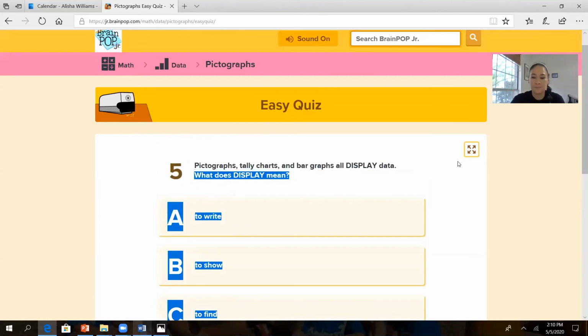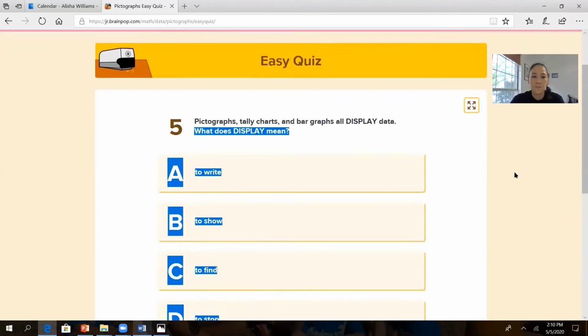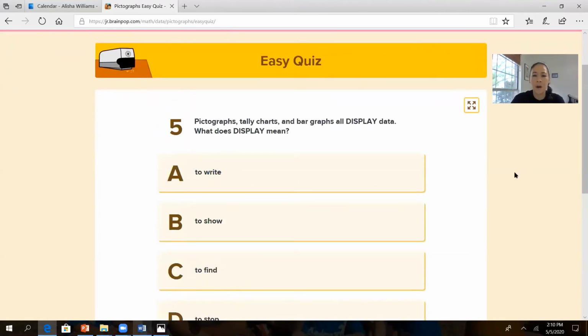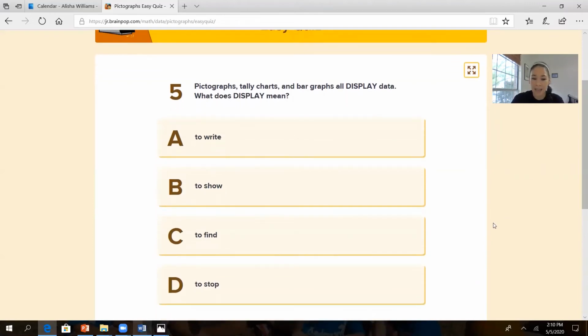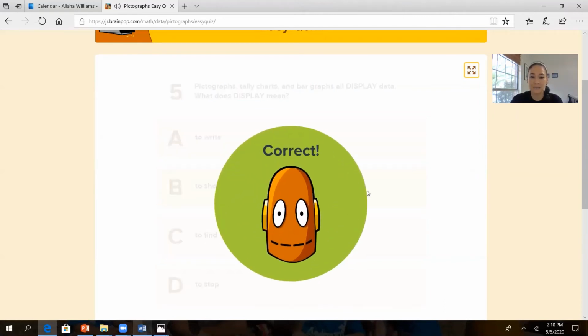Let's see, last one. Pictographs, tally charts, and bar graphs all display data. What does display mean? If it displays it, does it mean to write, to show, to find, or to stop? If you're displaying something, which one is it? You said to show. Got it.